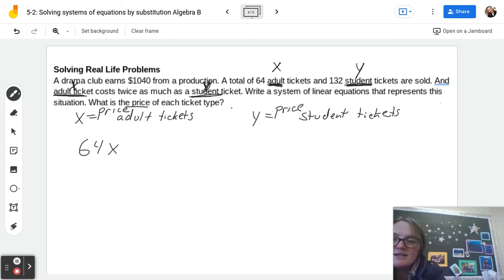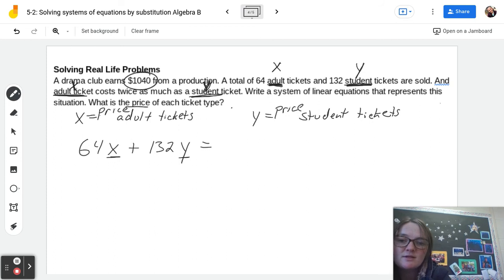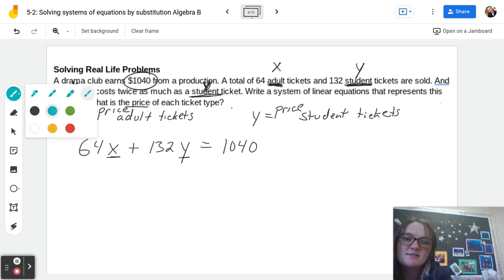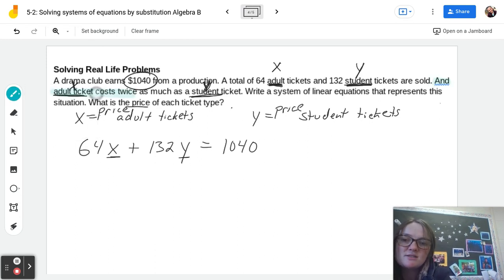All right, so we're going to keep on going with this. We see 64 times the price of adult tickets is 64x, and 132 times y, which is the price of student tickets. If I sell 64 tickets at some price for adults plus 132 tickets at some price for students, they say the total amount that they earned is $1,040. Okay, so that's one equation. The second equation comes from the second sentence here. It says, adult tickets cost twice as much as student tickets.